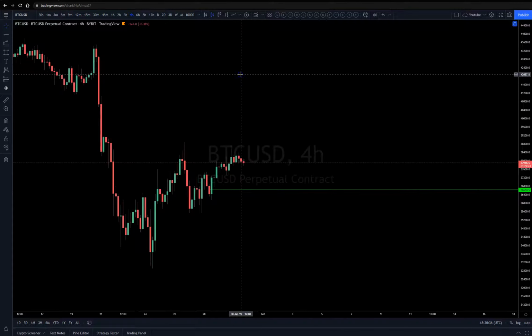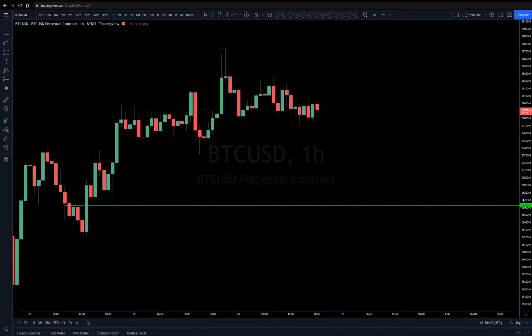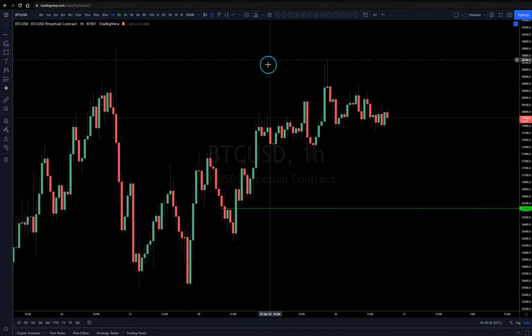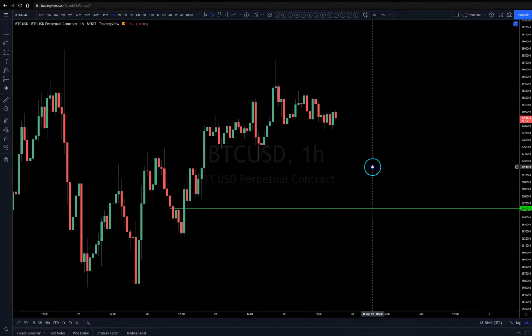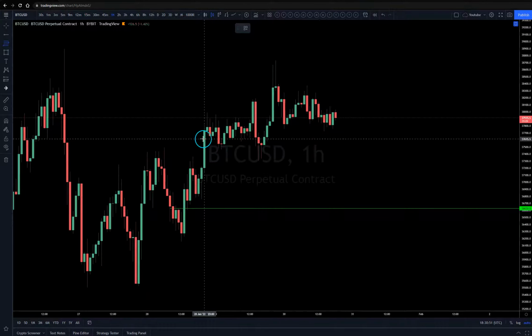Okay. The other thing that I would also want to look at would be potentially the hourly time frame. So looking at the hourly chart, you can see BTC has just been ranging in that area, and that makes it very nice again for potential scalps.